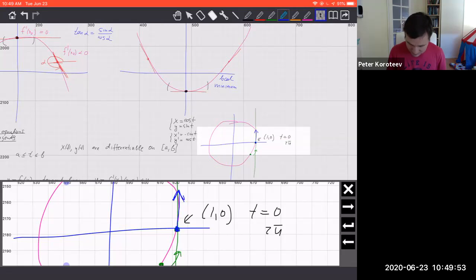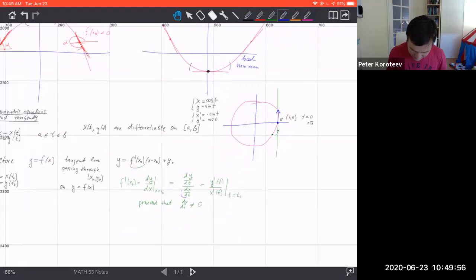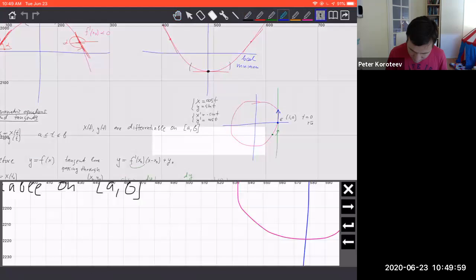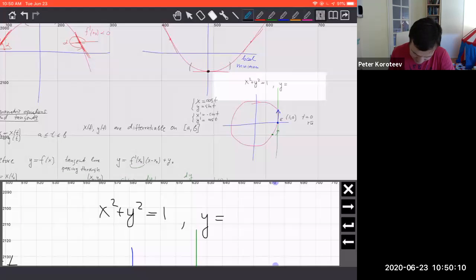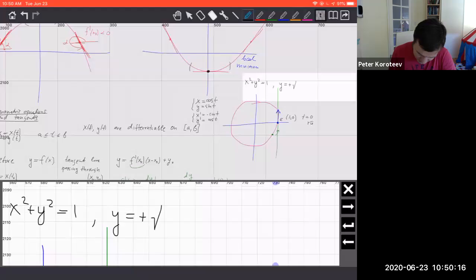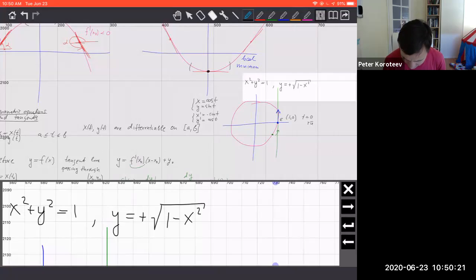Right, and we know that it is expected, right? Because if you try to write the circle, remember what the circle is. The circle is x squared plus y squared equals 1. Now you can solve this equation for y. You can say that y is equal to, let's take the positive branch, which is the upper semicircle, plus square root of 1 minus x squared. Right, and then if you evaluate the derivative at x equals 1, it will be infinite. Right, so this is expected.